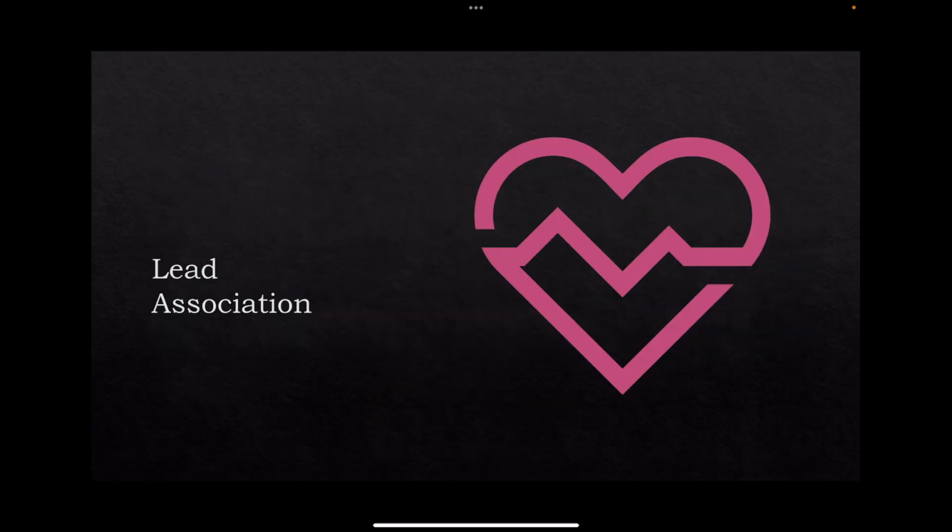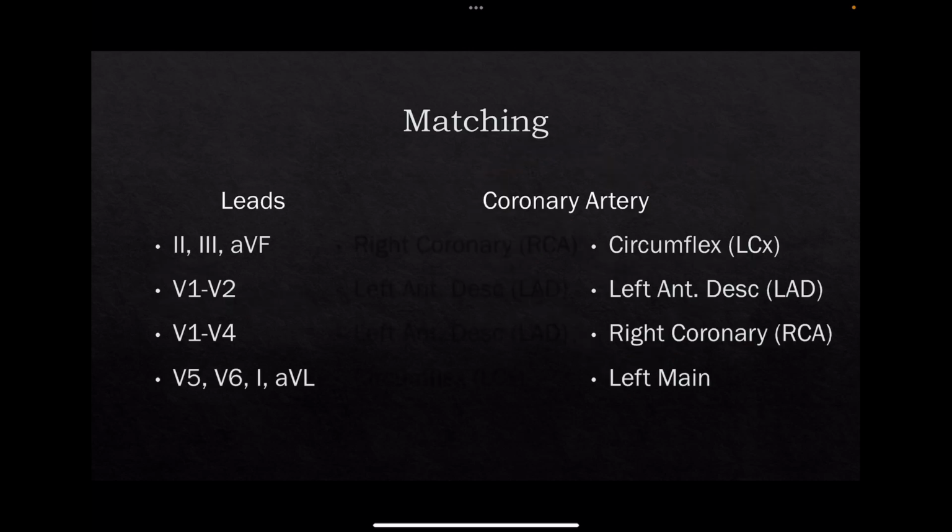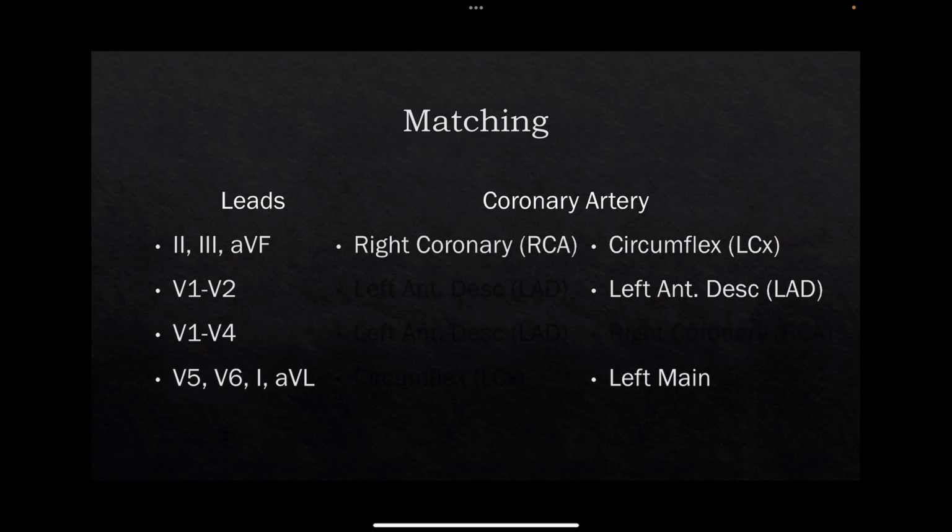Okay, lead association now. We're done with rhythms. Let's talk about leads now. Okay, so II, III and aVF is associated with which coronary artery? First of all, II, III, aVF, what territory is that? Inferior. What blood supply feeds the inferior part of the heart? Right coronary artery.